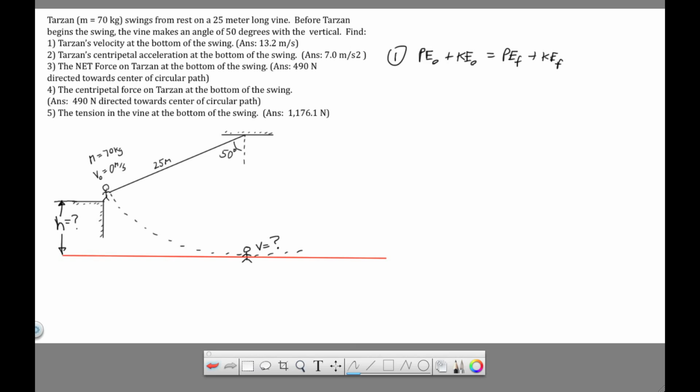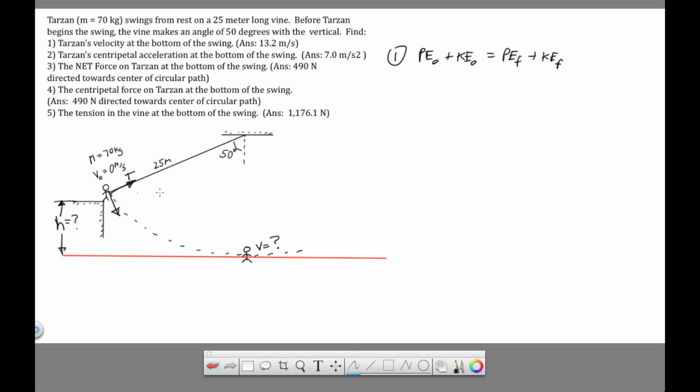So if we look at Tarzan when he first starts swinging, his motion is this way and the tension is that way. So tension does no work because it's perpendicular to the motion, and that's true at all points. My point is just that we're not going to have any work done by a non-conservative force. The only work being done as Tarzan swings down is done by gravity, and gravity is conservative.